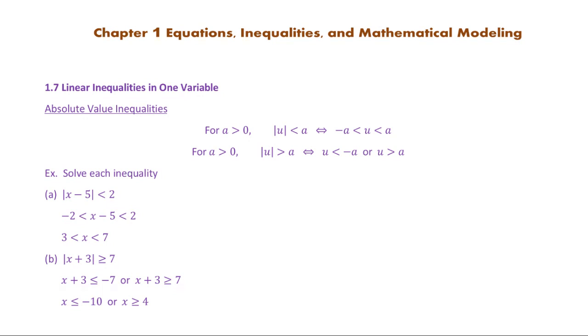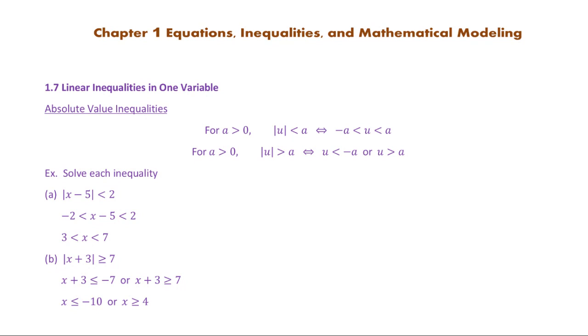For example, if you have the absolute value of x less than 1, that means x can be both negative and positive as long as it is between negative 1 and 1. When you take the absolute value, you get a value less than 1, right? On the other hand, if you have the inequality absolute value of u greater than a, that breaks into two inequalities. One is u less than negative a, and one is u greater than a.